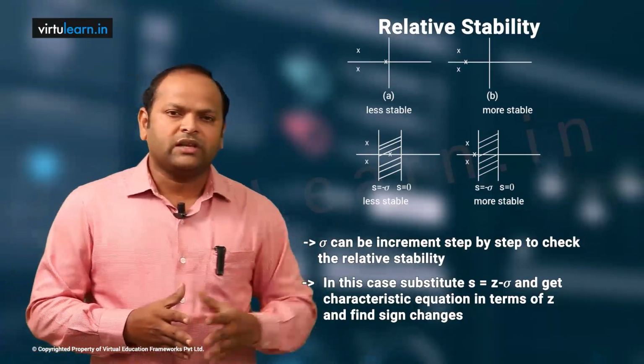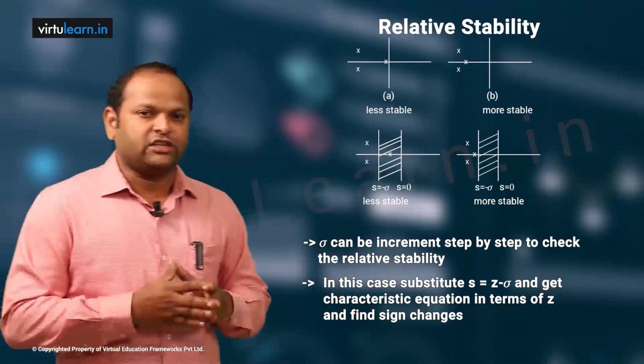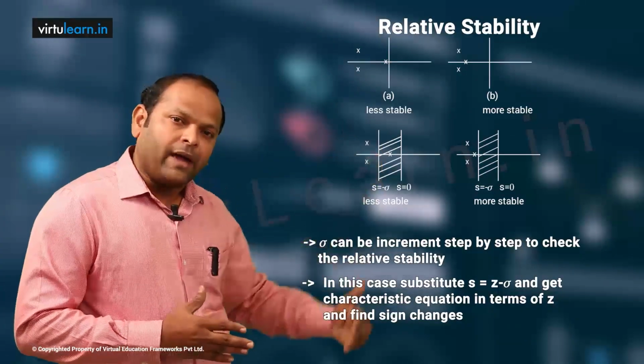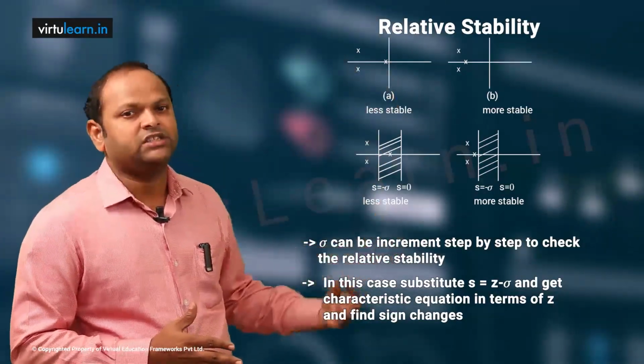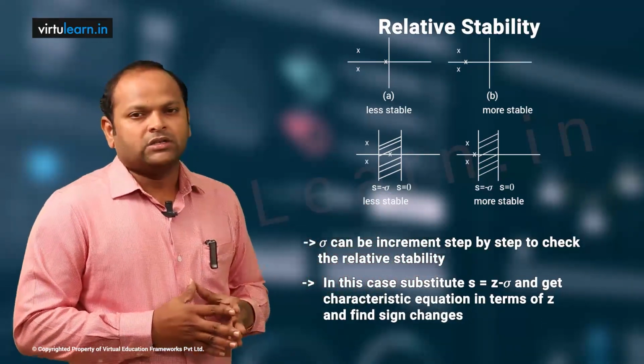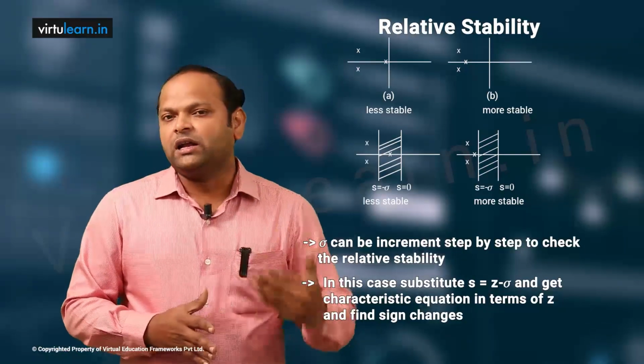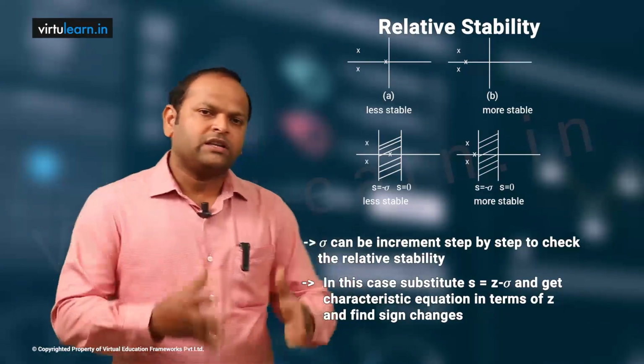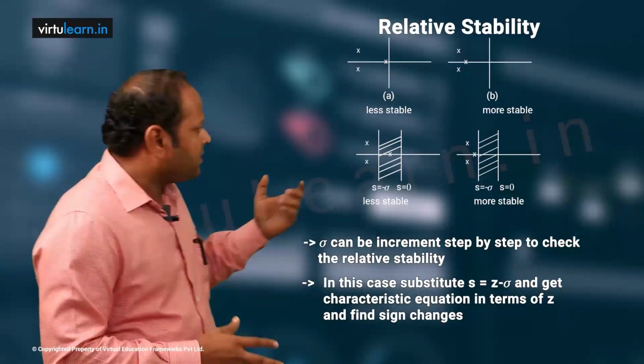But to overcome this, we can change the imaginary axis from s equal to 0 to s equal to any other value. This way we can find out the relative stability of the system. So what is relative stability? Let us look at these two examples.